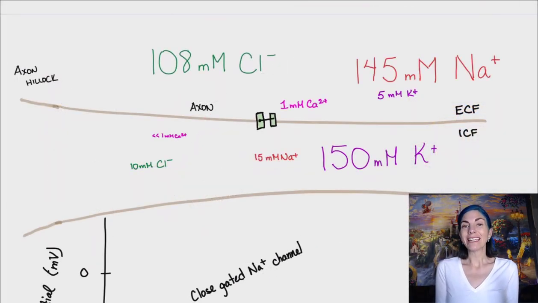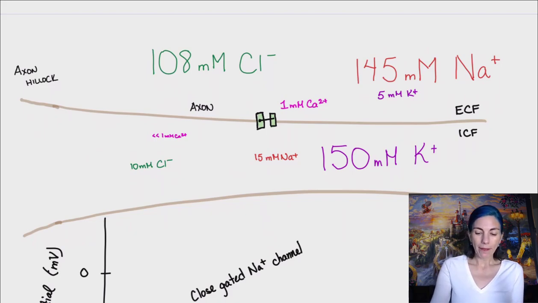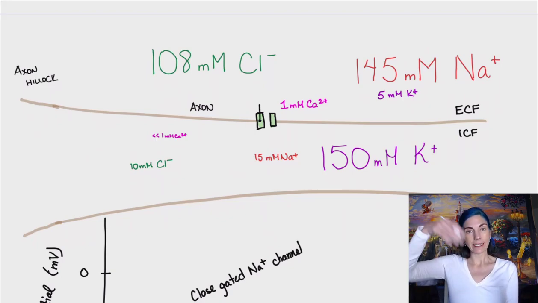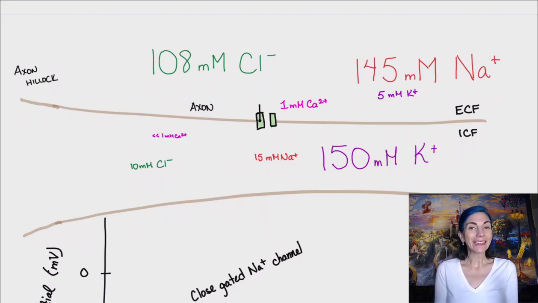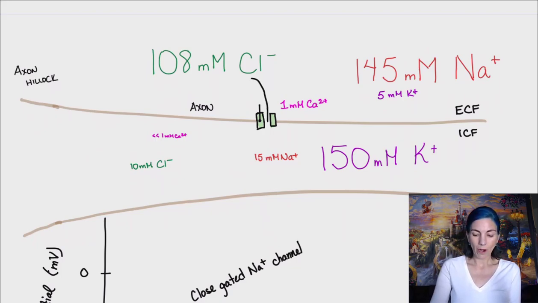So let's consider another example. Instead of a gated sodium channel, I'm going to use a gated chloride channel, which I typically use green as my color for chloride. So if I open up that gated chloride channel, which I will do here, which way does chloride want to move? Into the cell or out of the cell? It wants to move in the cell based on its concentration gradient. So chloride is going to move into the cell.